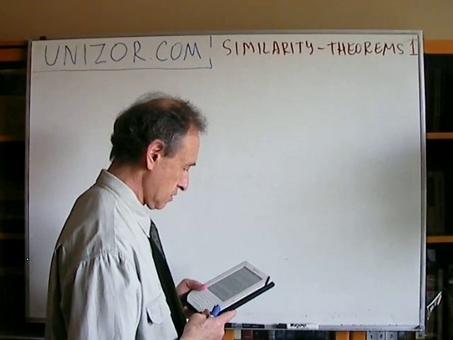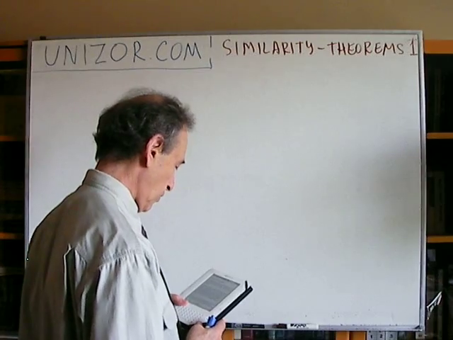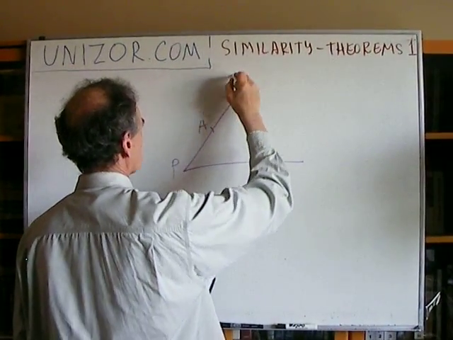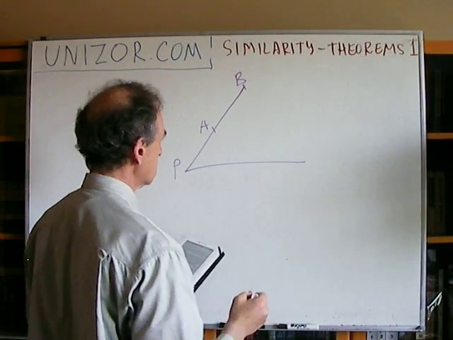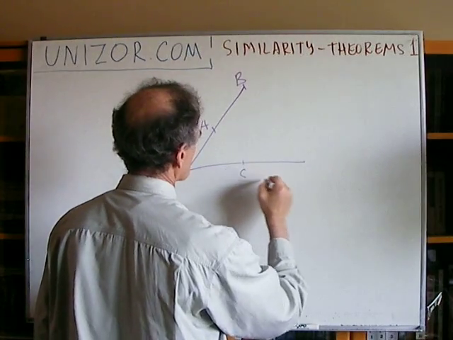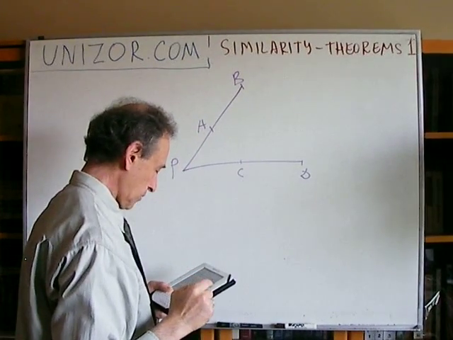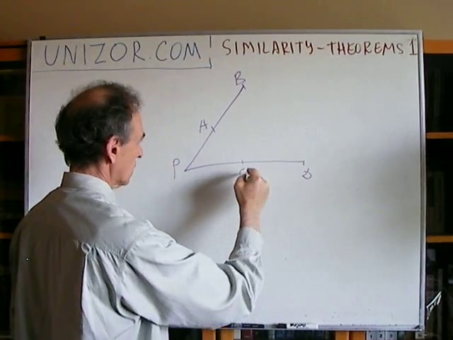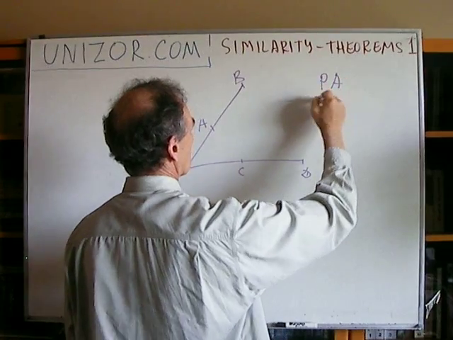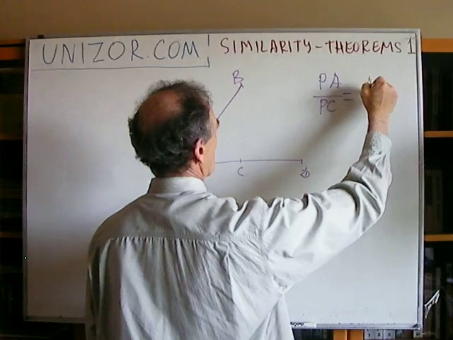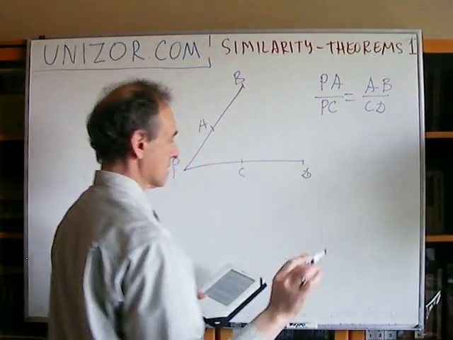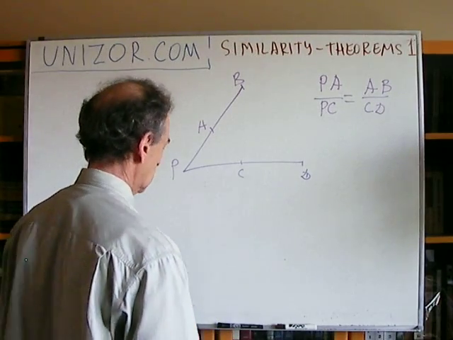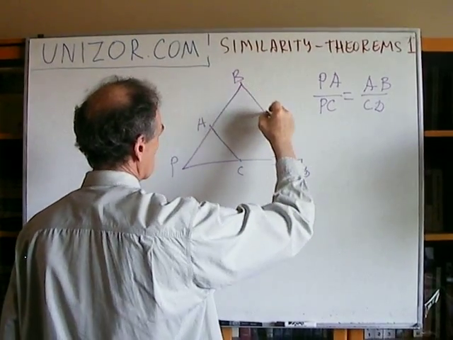Given 2 points, A and B, positioned on the leg of an angle with vertex P, point A is closer to P. So we have an angle, and we have 2 points, A and B, and 2 other points, C and D, positioned on the other leg. Segments on one leg, PA and AB, are proportional to segments on the other leg, PC and CD, which means PA to PC is AB to CD. This is given. Prove that segments AC and BD are parallel.